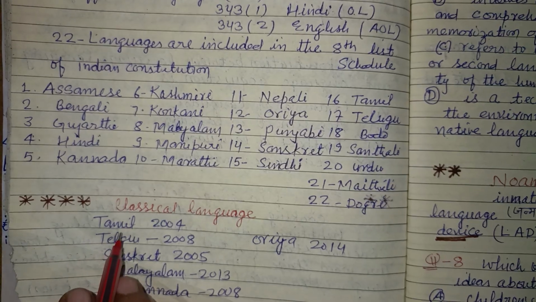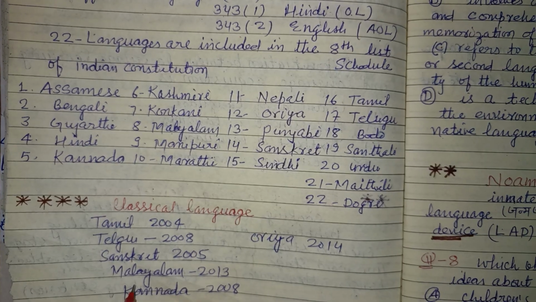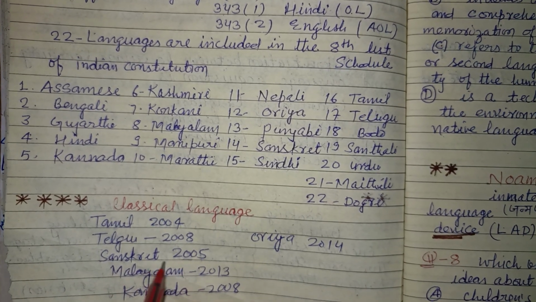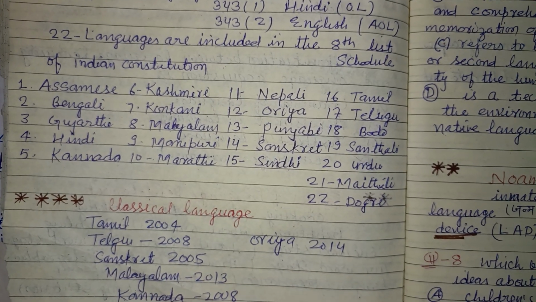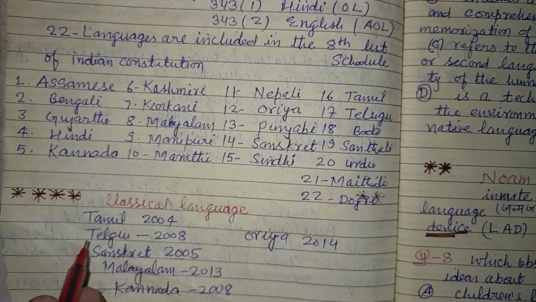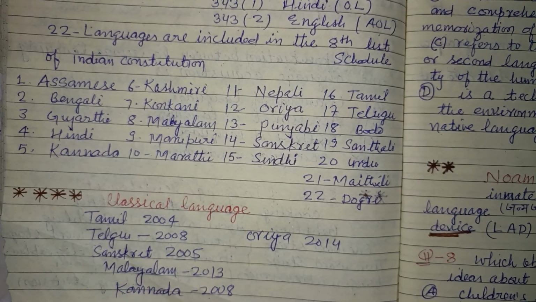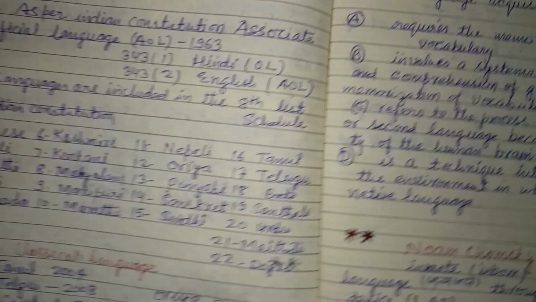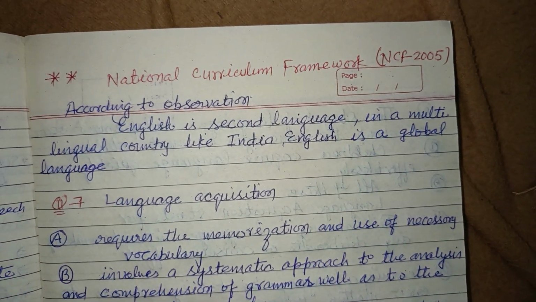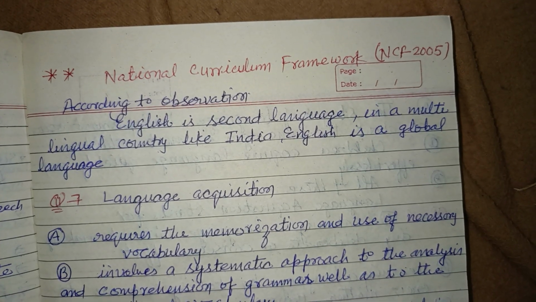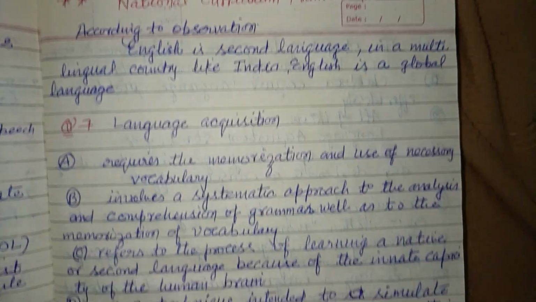Classical languages of India are Tamil 2004, Telugu 2008, Sanskrit 2005, Malayalam 2013, Kannada 2008, and Odia 2014. So there are six classical languages of India: Tamil, Telugu, Sanskrit, Malayalam, Kannada, and Odia. National Curriculum Framework NCF 2005: according to observation, English is a second language in a multilingual country like India. English is a global language.